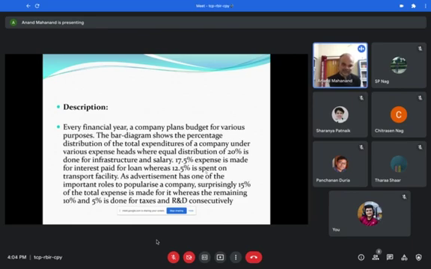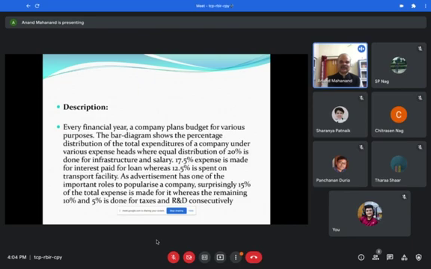You note down these figures, because you have to compare, you have to tally whether these things are represented well or not in the graph. And as advertisement has one of the important roles to popularize the company, surprisingly, 15% of the total expense is made for it, whereas the remaining 10% and 5% is done for taxes and research and development consecutively.